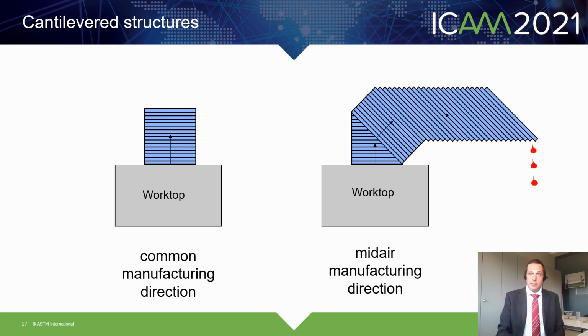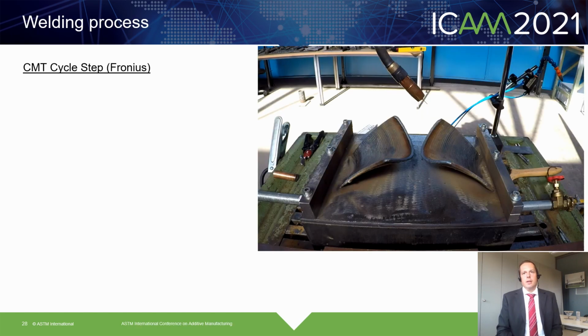And we made it, and the following welding process, which now I want to present to you, was the key and makes it possible to print cantilevered structures without weld metal dripping down. The process is called CMT cycle step and can be executed with a Fronius welding machine. Look at the following video and listen closely, then it becomes clear what the special feature is.